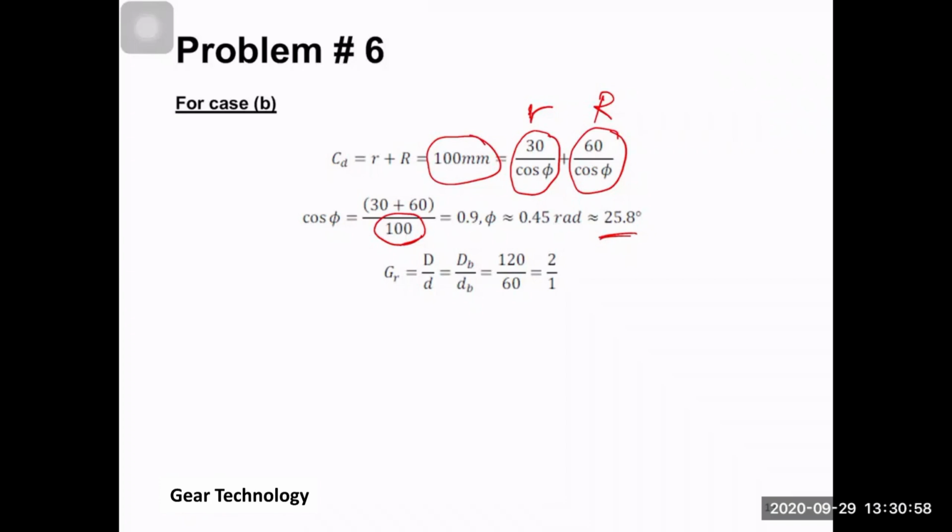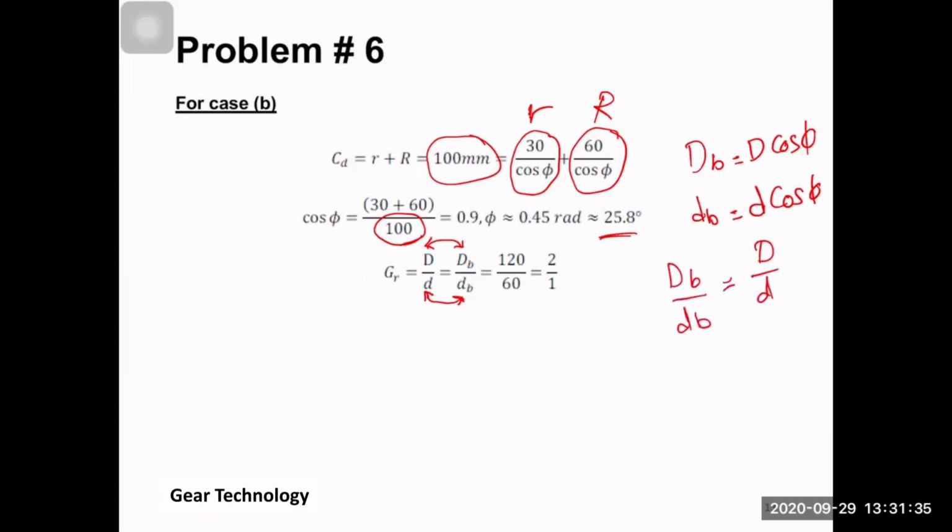So for the gear ratio for both case A and B, the gear ratio is equal to capital D over small d. But we know that there is a relation between the base circle diameter and the pitch circle diameter for both the pinion and the gear. So they have the same ratio, okay? Because cosine phi is the same. So dB equals D cosine phi, right? And then capital DB is equal to capital D cosine phi. If you just divide these two, it's going to give you the same ratio, D over d. So capital DB over small dB is equal. So it's the same ratio.